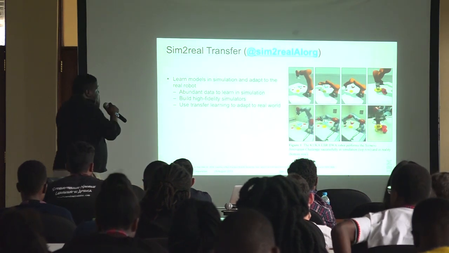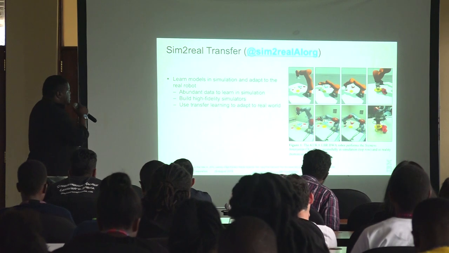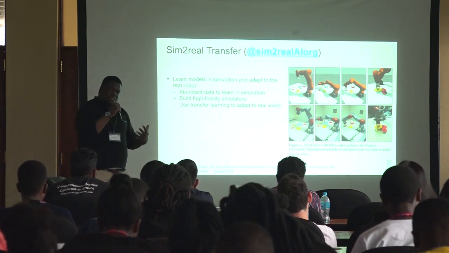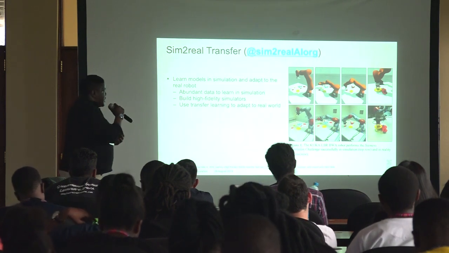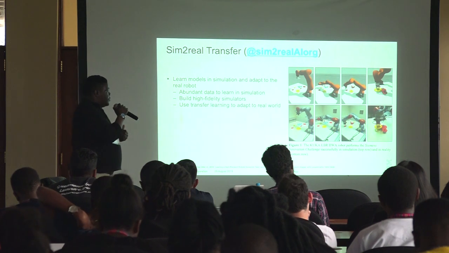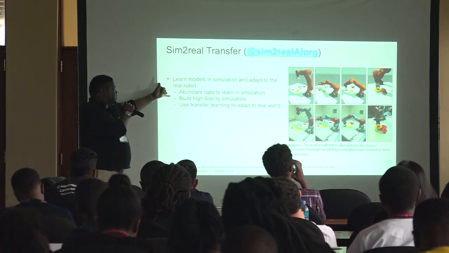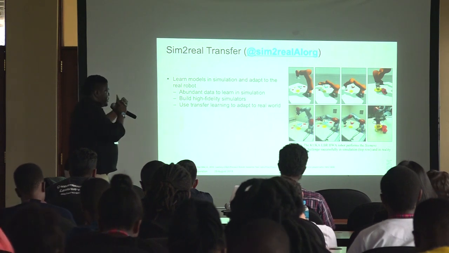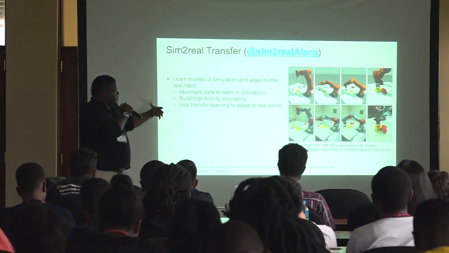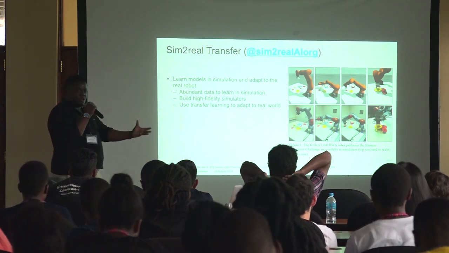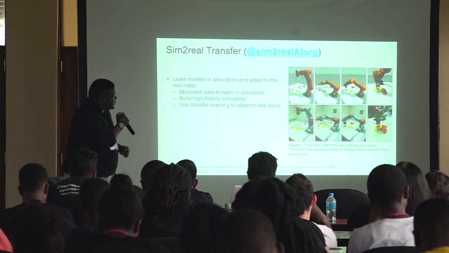So the second approach is sim-to-real transfer. The idea is to generate abundant data in simulation and then transfer that to the real robot. The first direction is to try to build high-fidelity simulators. The second one is, even if you don't have a high-fidelity simulator, use transfer learning to adapt your models learned in simulation to the real robot.